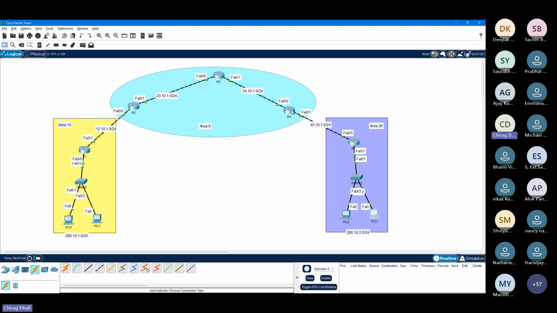Likewise, R4's FA0/0 will participate in area 0 and FA0/1 will participate in area 20. Make sense, guys? So let's begin the configuration. I will begin from, let's say, R1 only.